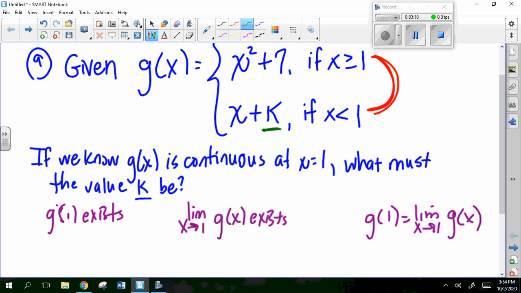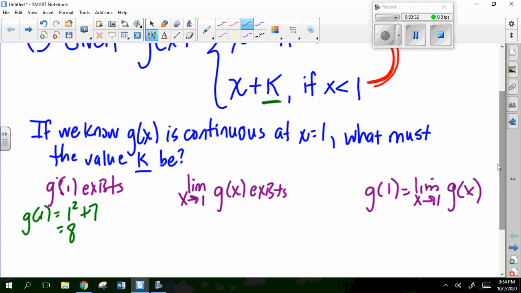All right, so if g of 1 exists, I'm allowed to plug 1 into the top function in place of x, and all I get is that g of 1 equals 8. Well, that doesn't tell me anything about k. So then I move on to the idea that the limit as x approaches 1 of g of x exists. Well, if that limit exists, that means that the limit as x approaches 1 from the left of g of x is in fact equal to the limit as x approaches 1 from the right of g of x.